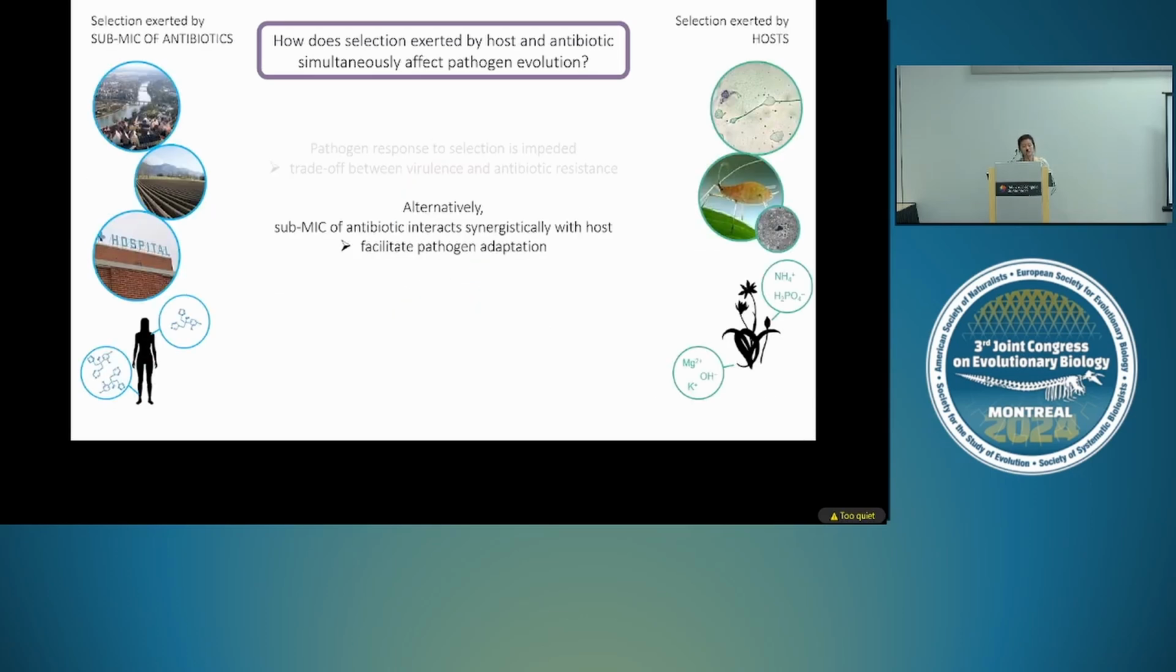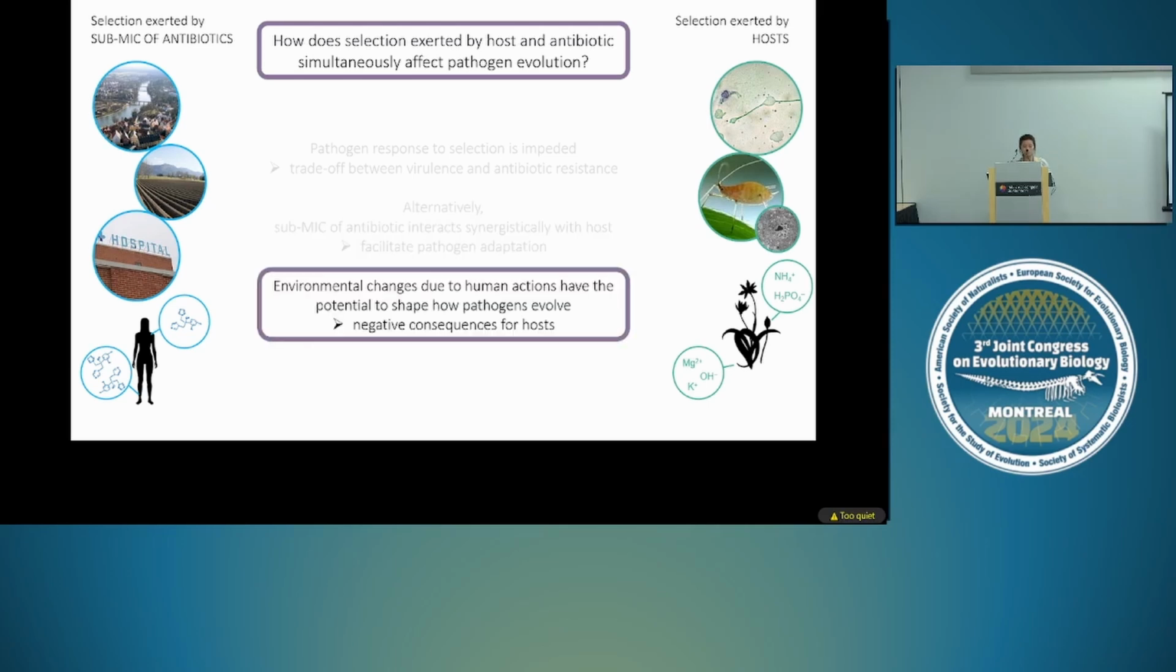So to go back to our question in the beginning, how does selection exerted by both the host and antibiotics affect pathogen evolution? We saw that they can actually interact synergistically with one another and facilitate pathogen adaptation. And I think the overall message here is that environmental changes due to human actions, like adding antibiotics into the environment, can have the potential to shape how pathogens evolve. And when we add a host into the mix, this can lead to potentially negative consequences for the hosts.